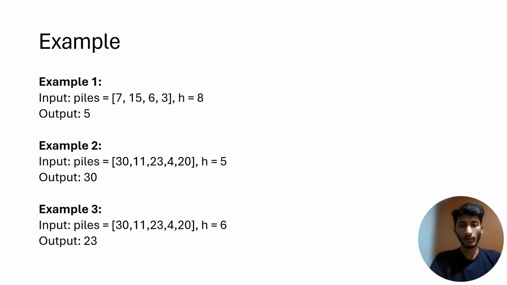So that is what is meant by minimum number of bananas. And for the third example also, the minimum number, as you can see, is 23 each hour, so as to finish these five piles of bananas in 6 hours.